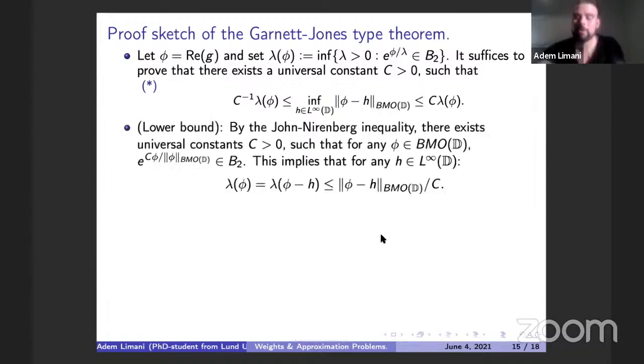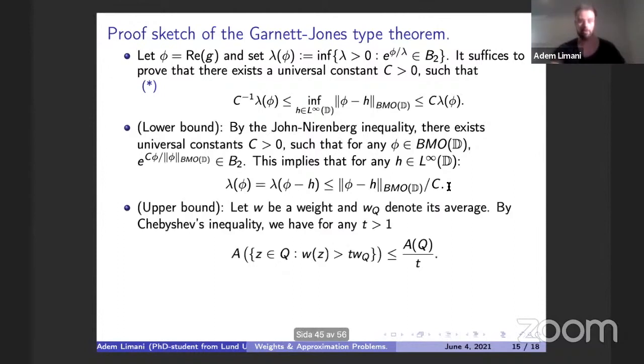And now the lower bound is basically just the John-Nirenberg inequality. The John-Nirenberg inequality says the following, at least phrased as being a B2 weight: there exists a universal constant c such that e to the c phi divided by the BMO norm of phi is a B2 weight. And then, of course, we're not changing the B2 constant by adding a bounded function. So this is the lower bound.